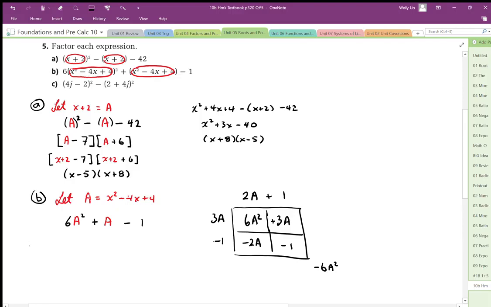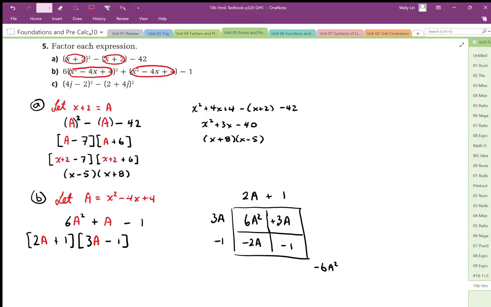So I'm going to rewrite this with 2a plus 1, and this becomes 3a minus 1. Okay, so this is our factored form in terms of a. Again, we don't want the a, we want it in terms of x's. So I'm going to do my replacement back.